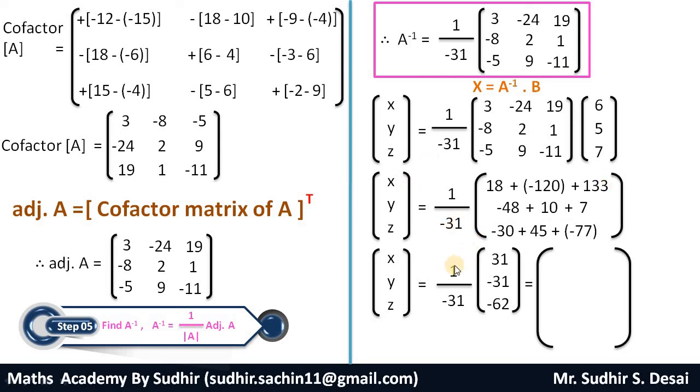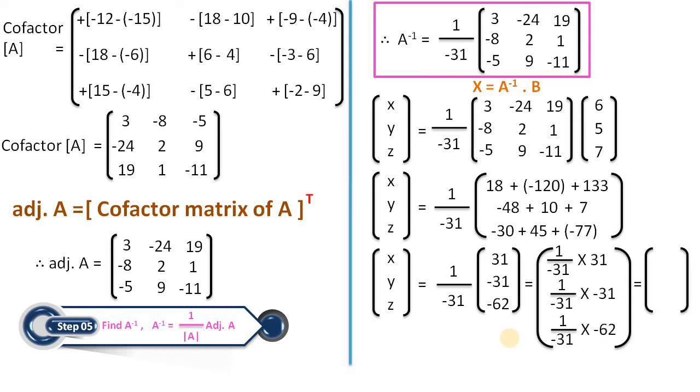Now here we have to multiply this 1 upon minus 31 to each element of this matrix. So 1 upon minus 31 into 31, 1 upon minus 31 into minus 31, 1 upon minus 31 into minus 62. Now we can multiply and divide. In the first element 31 gets cancelled, so the remaining term is minus 1. Here also minus 31 gets cancelled, so it is 1. Here minus 31 into minus 62 gives 2.